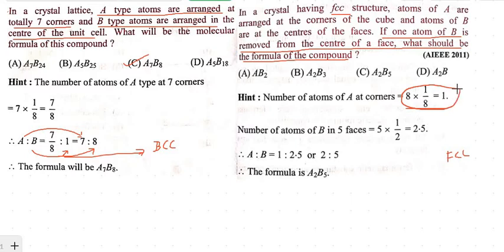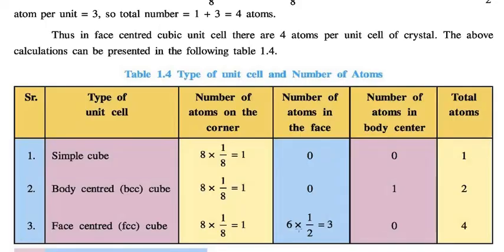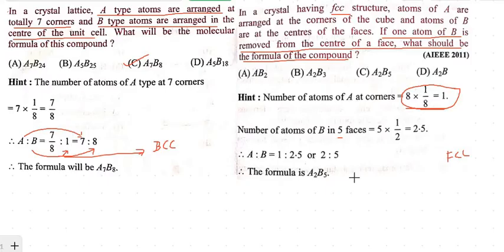No corner is in need of any A atom, but one of the B is removed from the center of the faces. That means among 6 faces, 5 faces are available now. According to this table we have taken 6 faces. A regular FCC has 6 faces, but now only 5 faces are available. So this becomes 5 into 1 by 2, and that becomes 2.5, or you can also take it as 5 by 2.